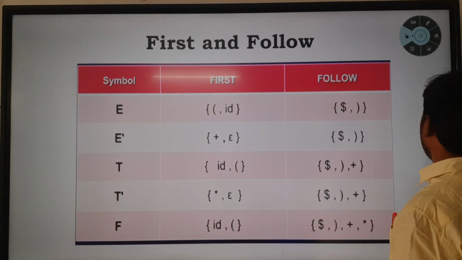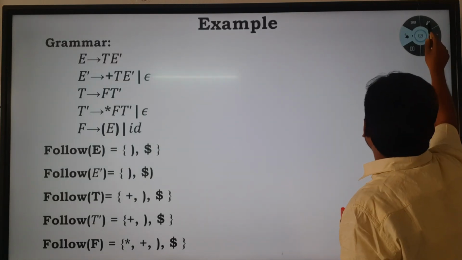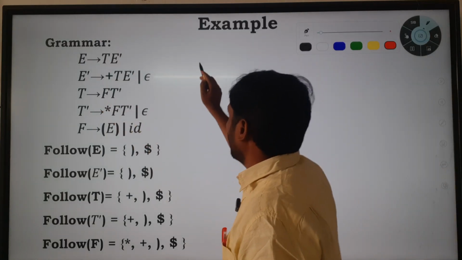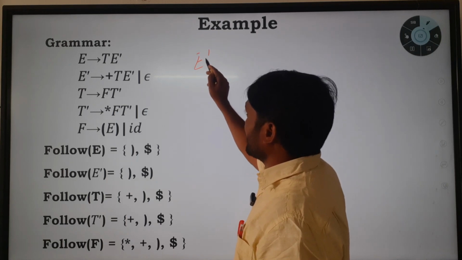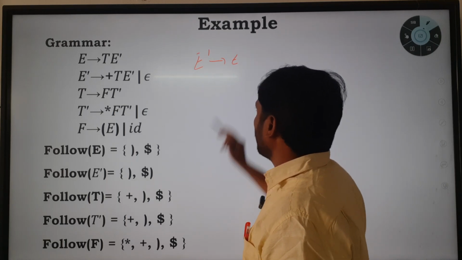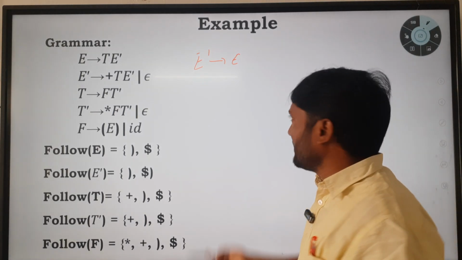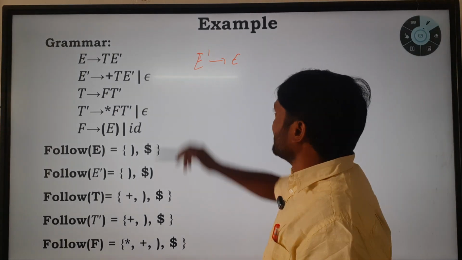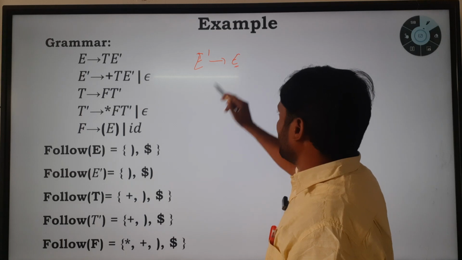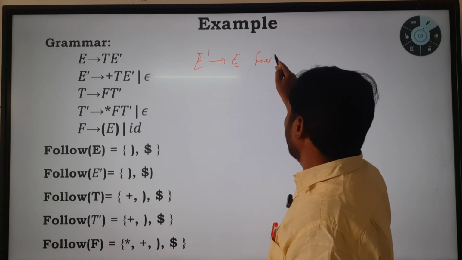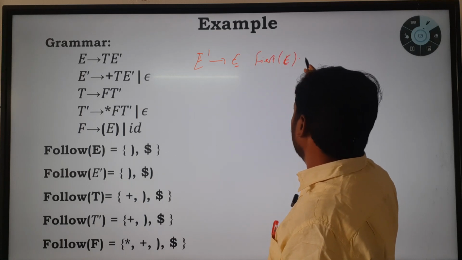So that is what the epsilon productions are. Now, there is an epsilon production, that is E dash derives epsilon. That means first of epsilon equals epsilon only. In this type of situation, first of epsilon equals epsilon.